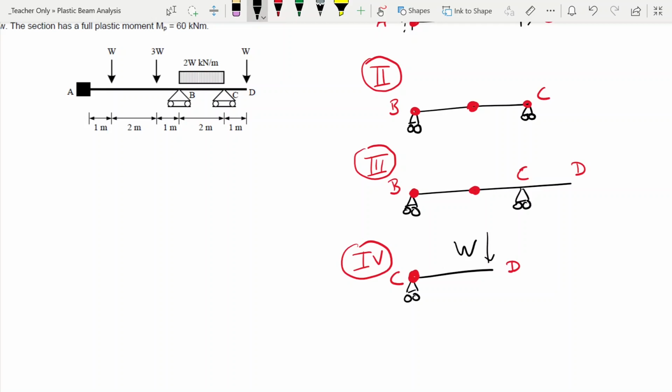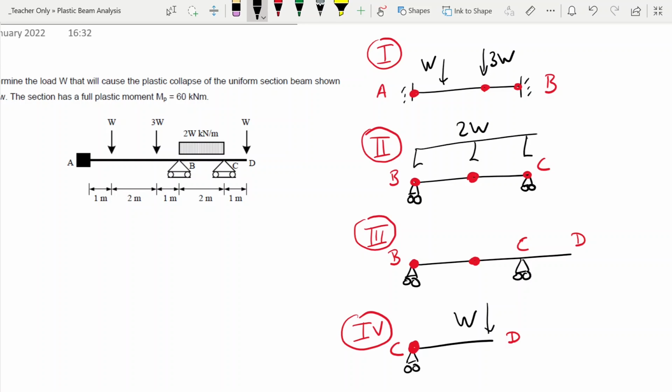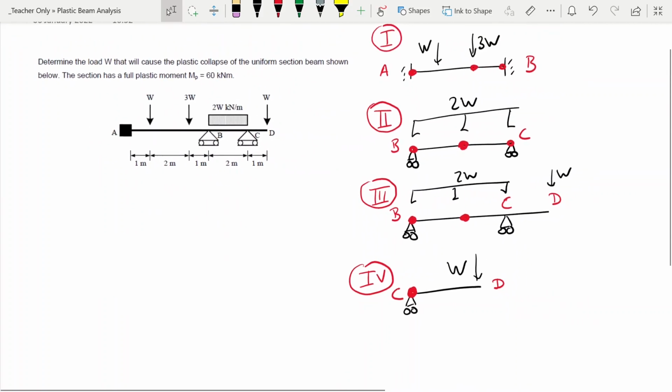Okay? So plenty of work to be done here. I'm just going to put the loads for us to remember. So we need a W there, and we need here the UDL, 2W. And here we also need the UDL, 2W. But we need this load W. And then the fourth collapse mechanism is just CD breaking on its own as a cantilever. So plenty of work to be done. Let's start calculating collapse mechanism number 1.